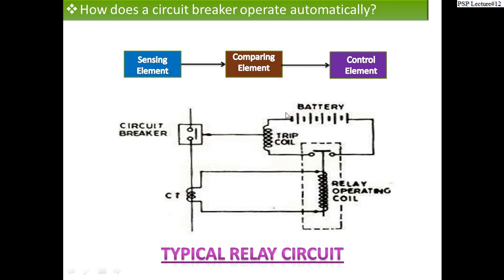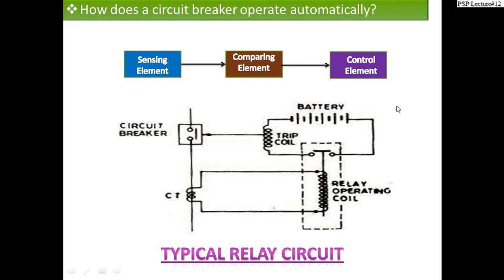Now, gentlemen, this block diagram shows how this happens: sensing element, comparing element. These are the functions of the relays. We have already covered these topics: the relay, sensing elements, maybe comparing element, maybe differential. And then, of course, we have the control circuit which controls the action of the circuit breaker.